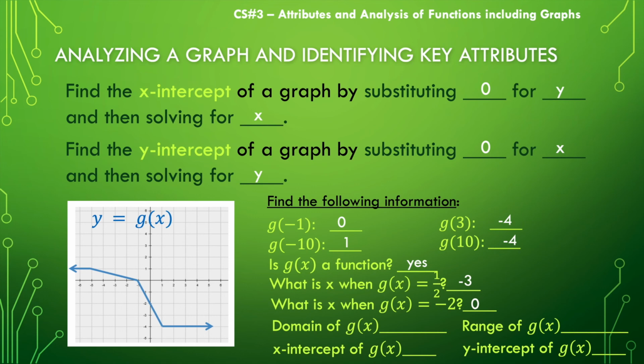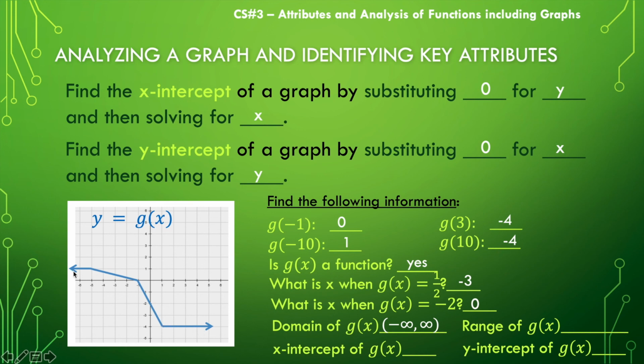Now what's the domain of g of x? How far to the left and how far to the right does this graph go? Hopefully you were able to say that this is negative infinity to positive infinity because this graph goes infinitely to the left and infinitely to the right. Now how about the range? How low does this graph go? How far down does this go? And hopefully you are able to say that this is negative 4 and all the way up to positive 1.